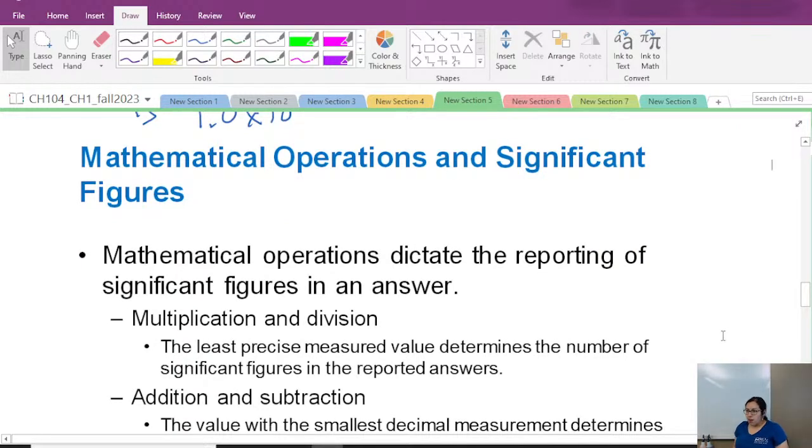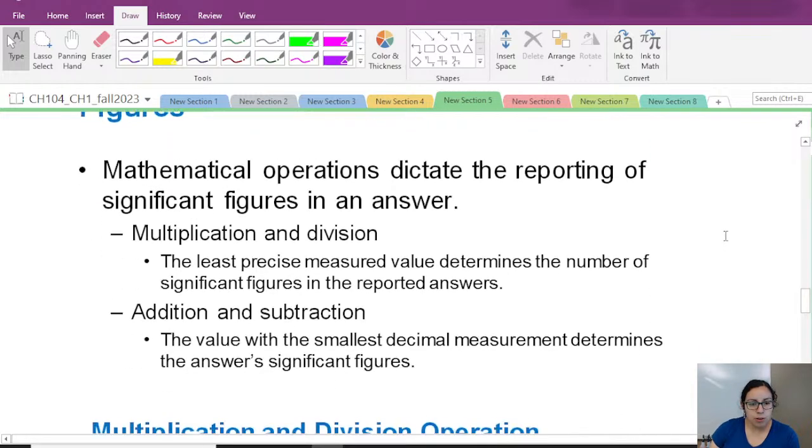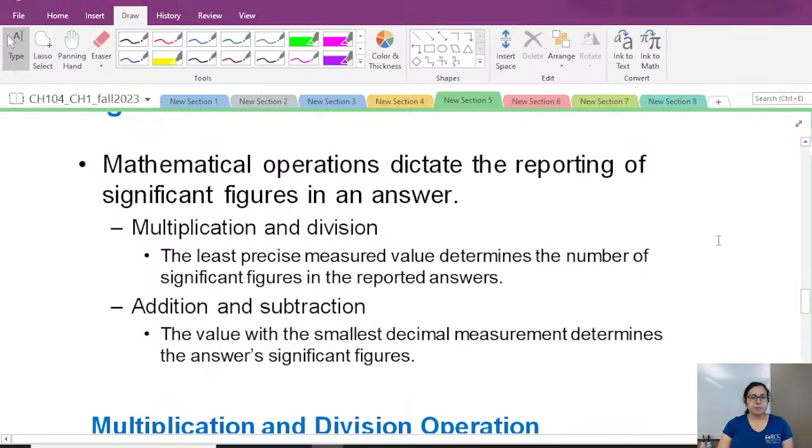And so now let's figure out how to do the math. I think a lot of you were kind of figuring this out, at least from your answers. It looked pretty good. Let's go over it formally. Addition and subtraction, multiplication and division, are the easier ones to do. And all it is, the least precise measured value determines the number of sig figs.